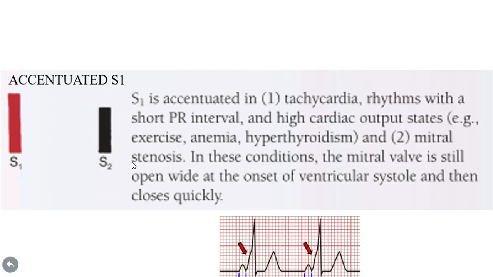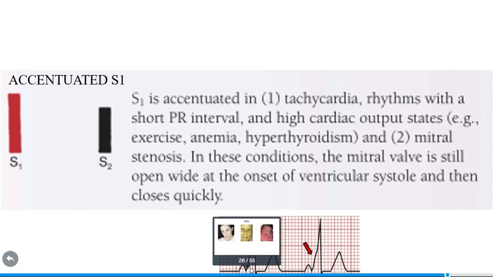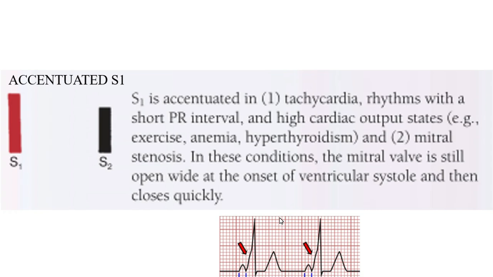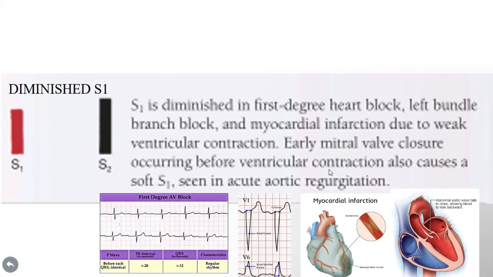As an example of abnormalities in S1, it is accentuated usually in patients with tachycardia or a short PR interval, or in high cardiac output states like exercise, anemia, and hyperthyroidism. Also in patients with early mitral stenosis, while the mitral valve can still open wide.